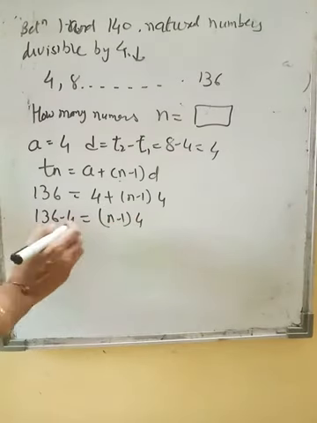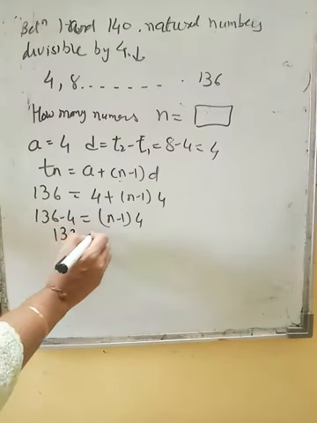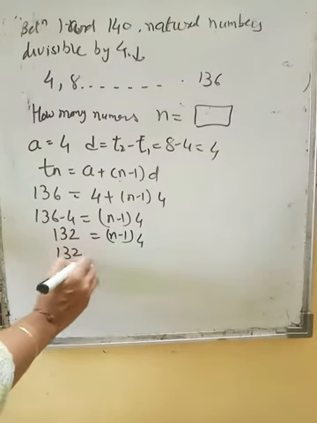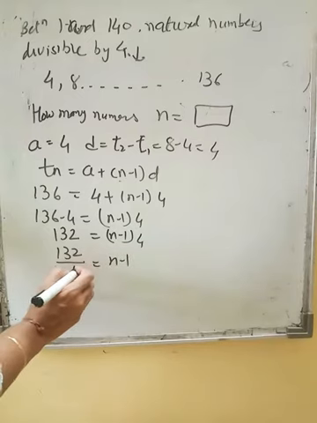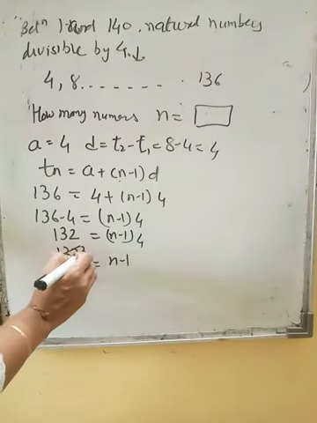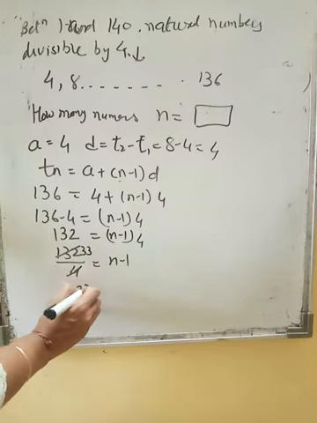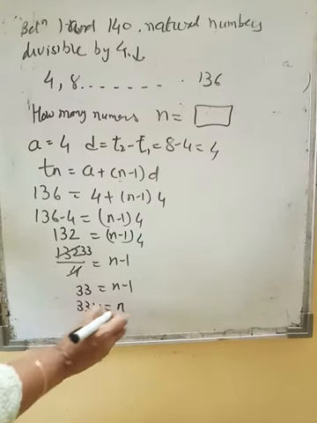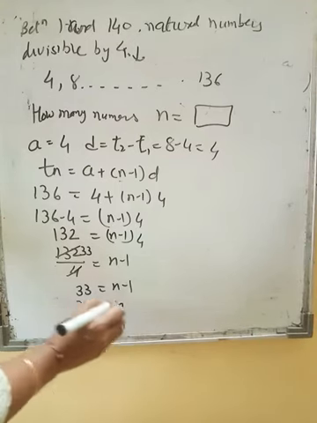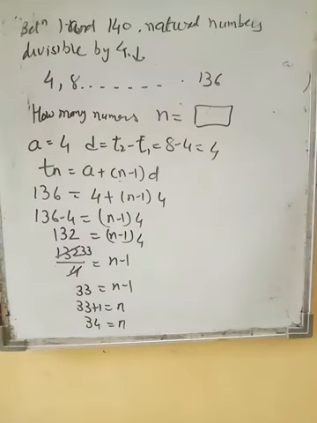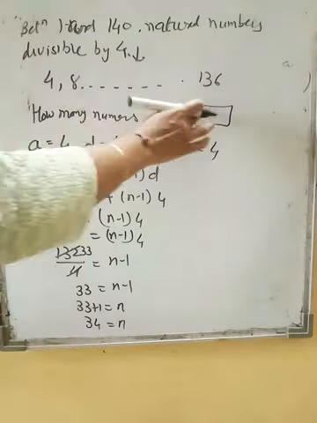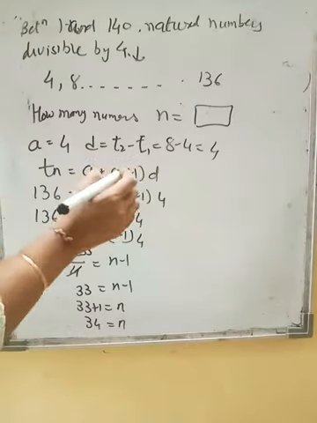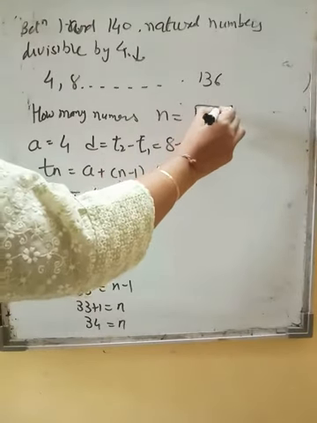So 136 minus 4 is 132. So 132 is n minus 1 into 4. So 132 upon 4 is n minus 1. So do the cancellation. 4 3s are 12, carry 1, 4 3s are 12. So 33 is equal to n minus 1. So 33 plus 1 is equal to n. So 34 is equal to n. So children, to fill up this box, I have to do this sum. And after doing it, now I can write down, therefore n is equal to 34.